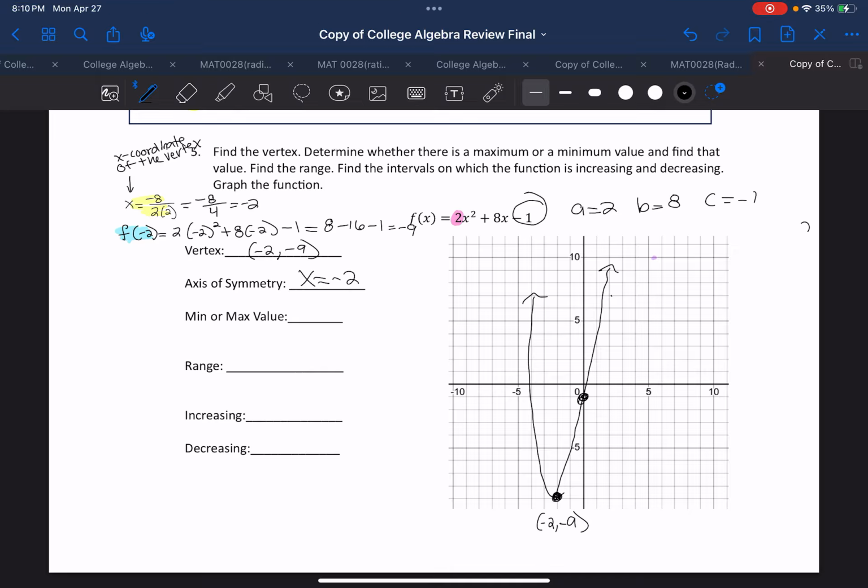This would be a minimum value. And the minimum value is always equal to the y value there, negative 9. Smallest y value on your function. So this would be negative 9 for the minimum value. The range would start at that minimum value and would be included negative 9 to positive infinity. Range is the y values. The domain would be all real numbers. I'll write that down here.